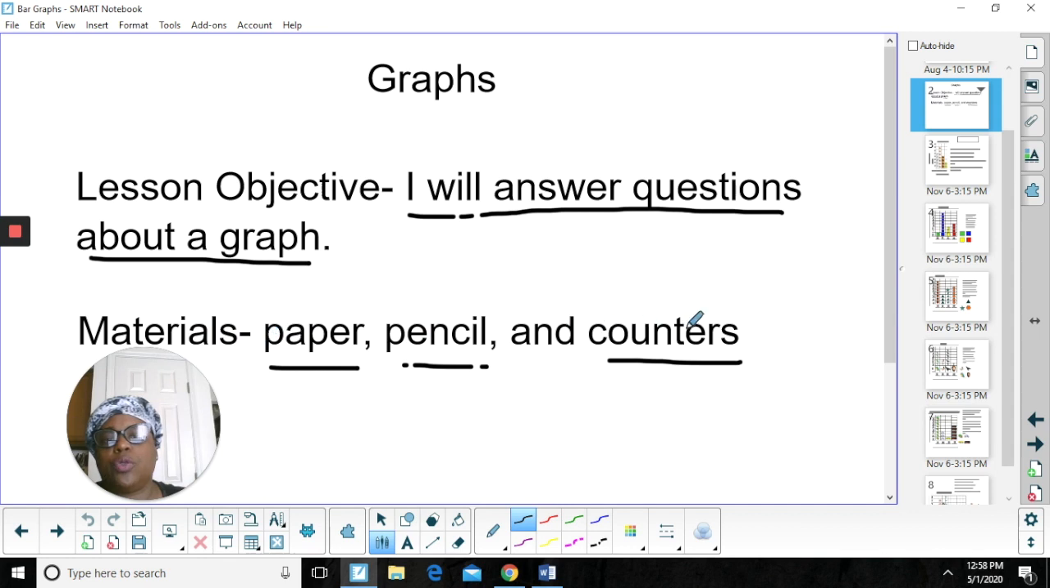Here are the materials you're going to need: paper, pencil, and counters. More than likely your parents are close by, so your parents will go and grab these materials for you. Your counters can be beans, it can be coins, whatever is safe to count with. All right, let's continue on.